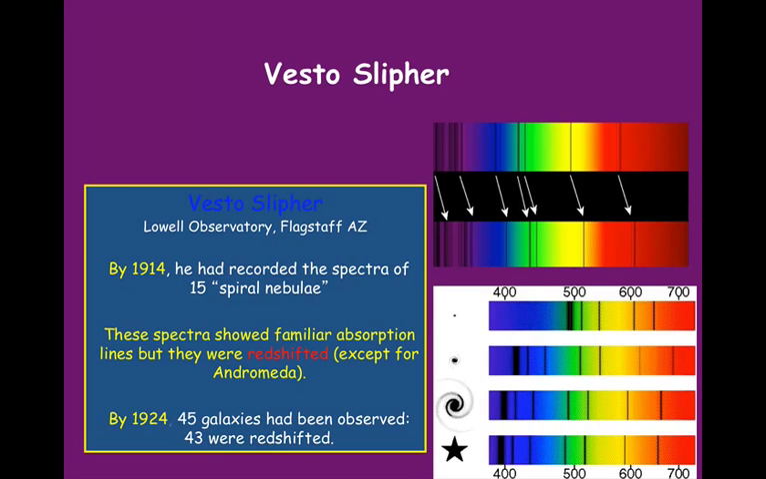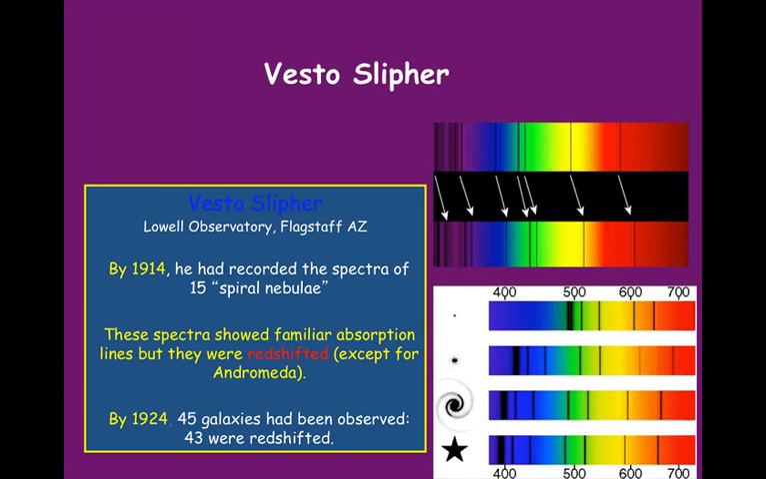45 doesn't sound like all that many, but recall that, as many of you discovered at the star party, galaxies are very faint, and that by dispersing their light, you make them even fainter. This was all before modern CCD cameras, too, so all of this work was done with photographic plates. 45 of these very faint objects was quite an accomplishment at the time.